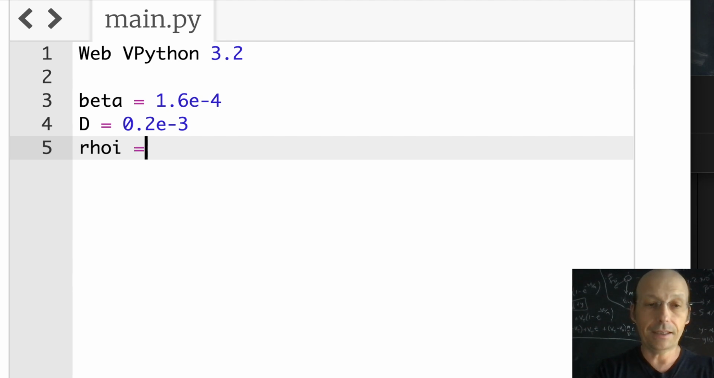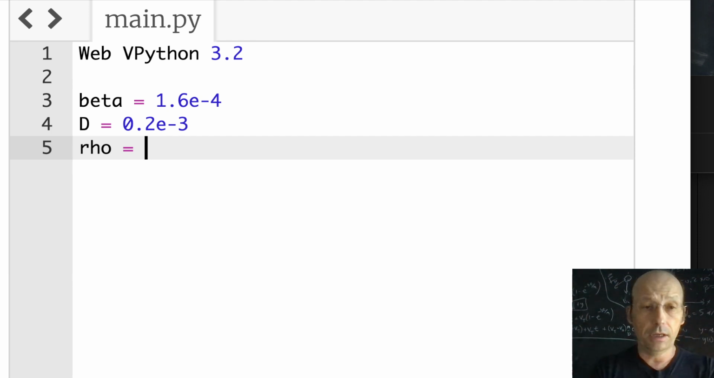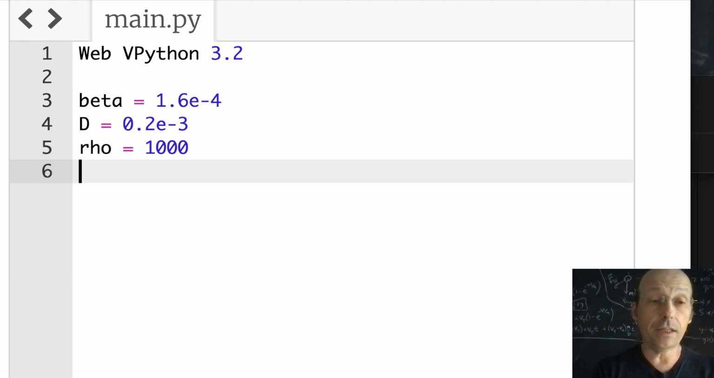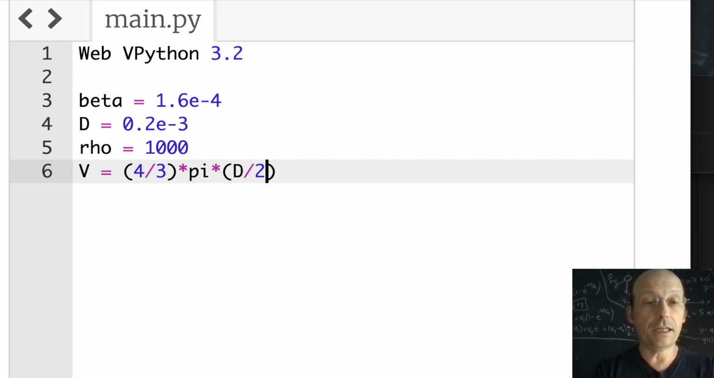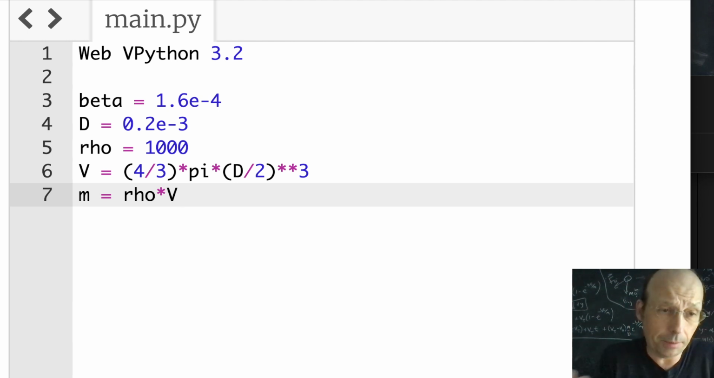Rho, I can just say rho, because the density of air is taken into account in the beta term. So that's 1,000. Okay, now I need the volume. V is going to be equal to 4/3 times pi times r cubed, which is d over 2 cubed. And then the mass is going to be rho times v. I know that's a long way to do it, but who cares, right? I don't have to do it all in one step.